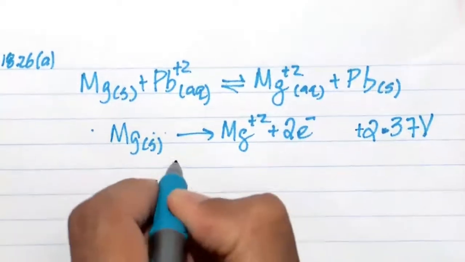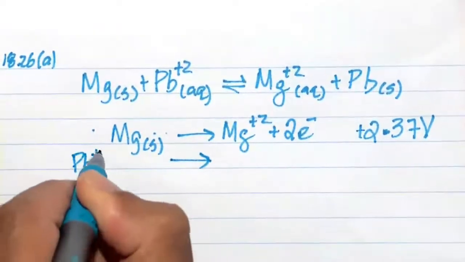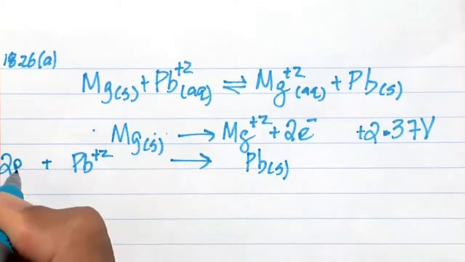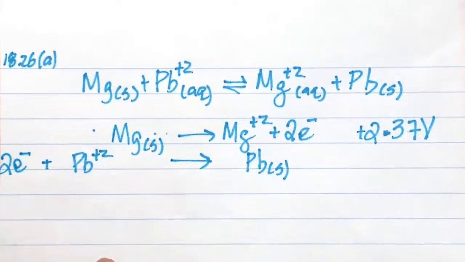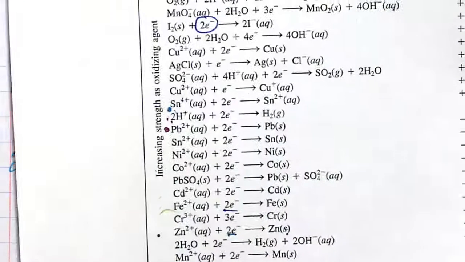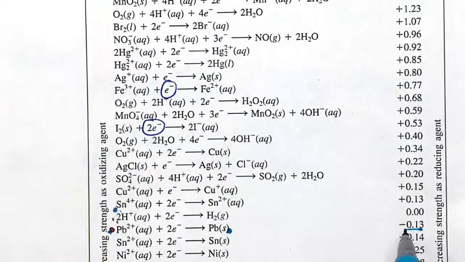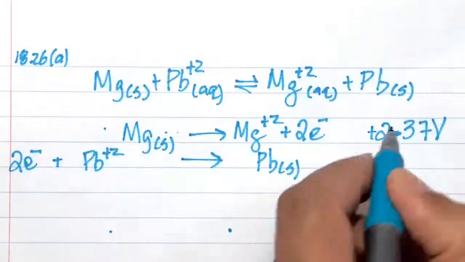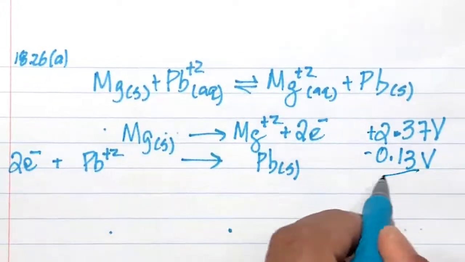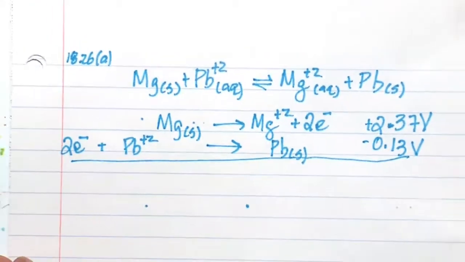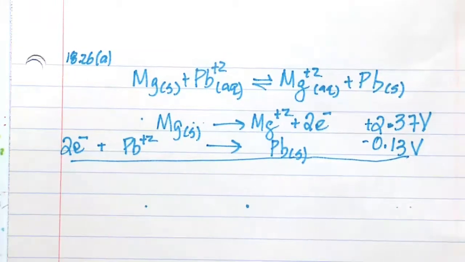And then finally, we have lead plus 2 going to lead solid, and we will balance out the charge with 2 electrons. Here we gain 2 electrons, so that's a reduction. And lead plus 2 going to lead solid is minus 0.13 volts, so we keep it as is. Now we just add our corresponding oxidation, where we lost 2 electrons, and the reduction, where we gained 2 electrons. And so this is a 2 electron transfer reaction.